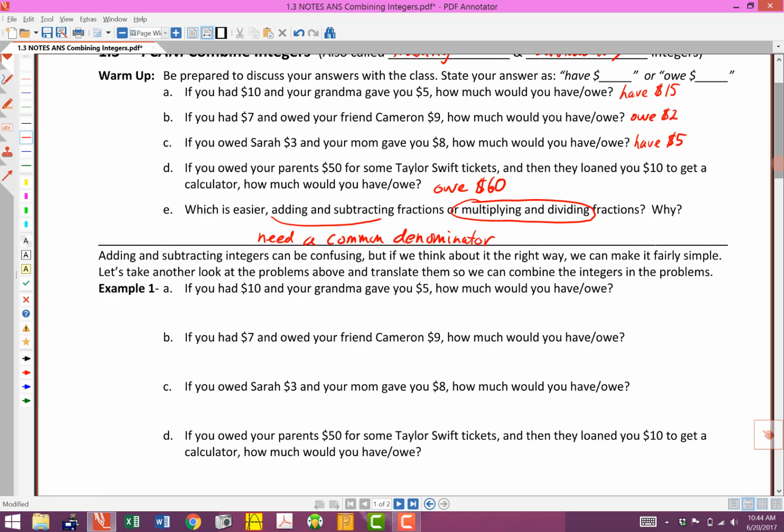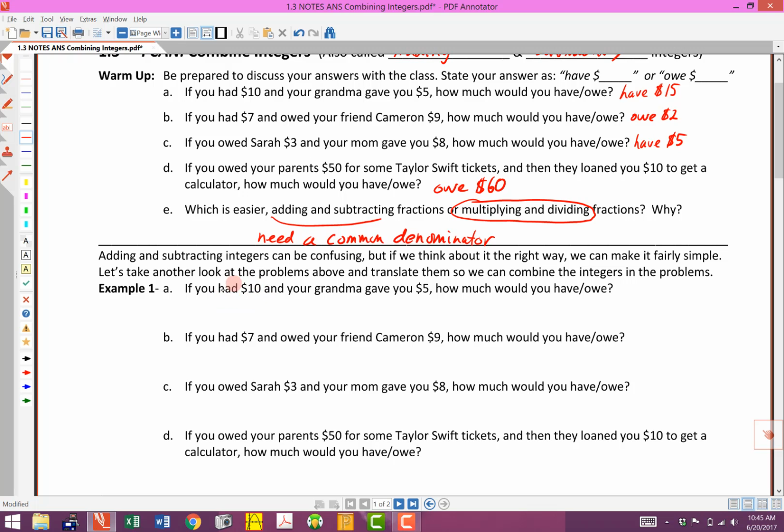So we're going to take a look at those problems that we did up above, and we're going to translate those into some integers, and we're going to see if we can figure out some rules where we can just figure out what the answer is without thinking of money examples or anything like that, and get really efficient and really fluent at doing combining integer problems. So again, if we have money, we're going to call that a positive, and if we owe money, we're going to call that a negative.